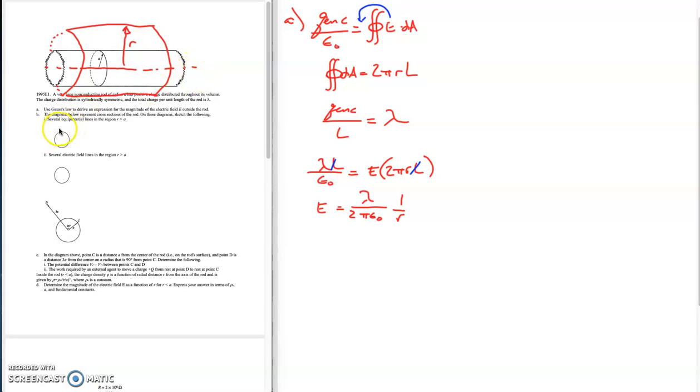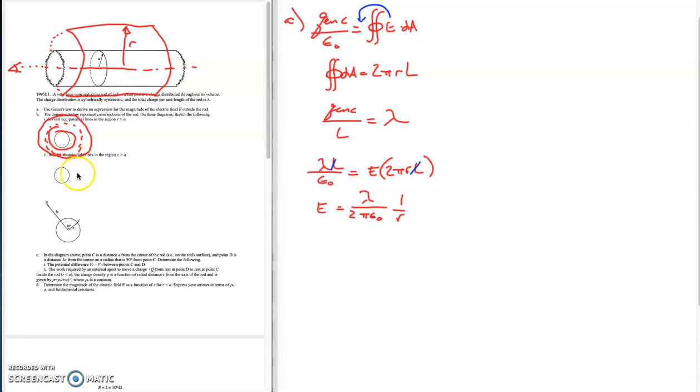On the diagram below, we have a cross section of the rod, so we're putting our eyeball on the end here and looking down the axis of the rod. Sketch the following: equipotential lines in the region outside, R greater than A. So this is probably not going to be very good, but what they want to see are concentric circles. So we'll have that, and then we'll have this. I won't even bother trying to do dotted lines anymore. They're supposed to be concentric circles.